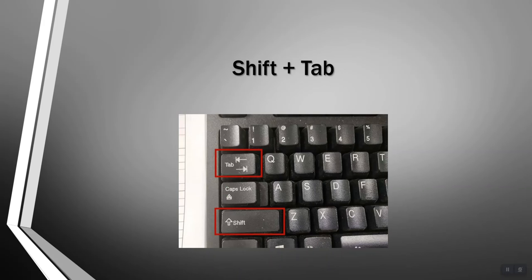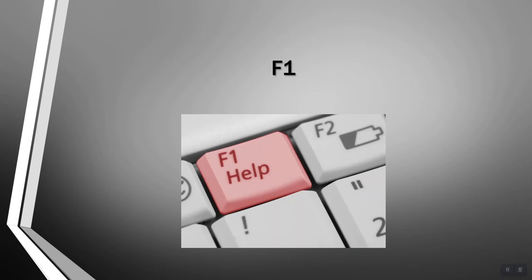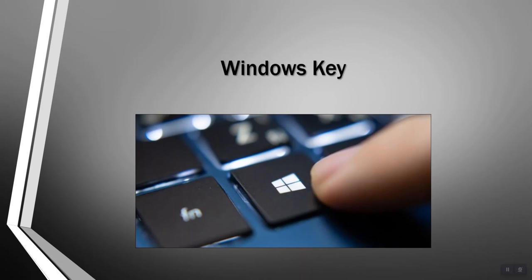You can use Shift plus Tab or Backspace to remove an indent or to promote a paragraph to the previous outlined level. F1 opens the help screen for almost every program. And when pressed with no other key, the Windows key displays the Start menu screen.